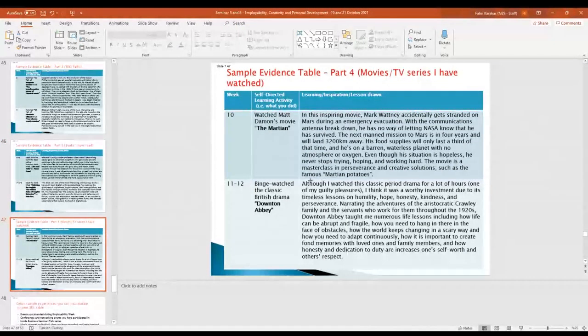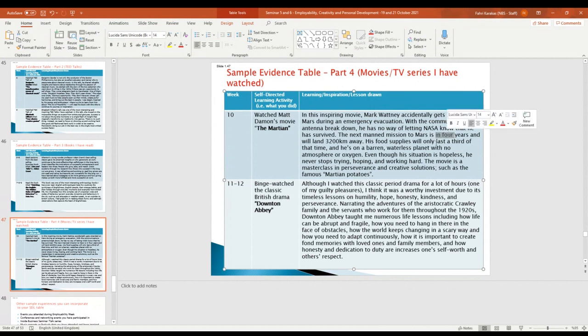And I chose some movies and TV series. For example, I watched Matt Damon's movie, The Martian. You remember that one? He gets stranded on Mars, and then he has to stay there for 4 years. His food supplies are going away, so he works hard and grows these Martian potatoes. You remember the movie? So what did I learn from that movie?